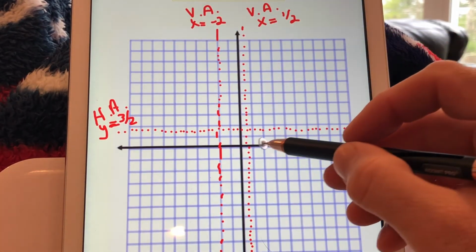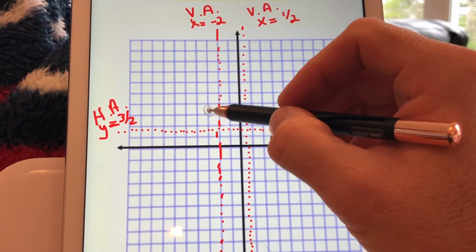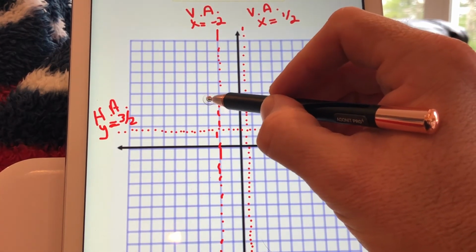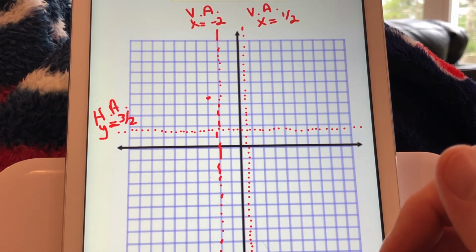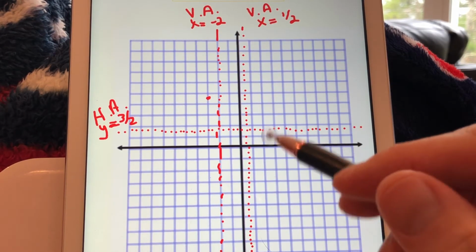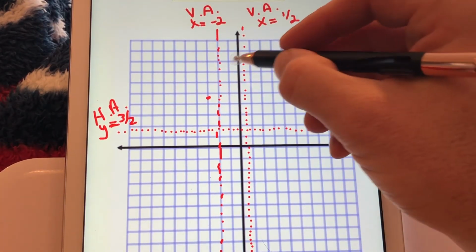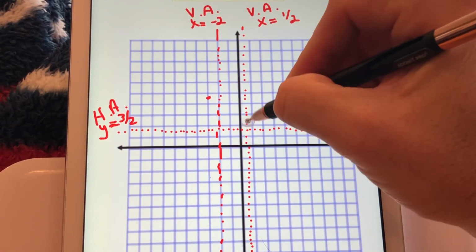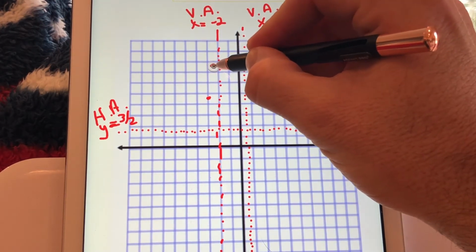We had -3, up about 4.5. So 1, 2, 3, 4.5. So we've got that point there. Okay. We also had a point like -2.5. So -2.5 up to almost 7.5. So 1, 2, 3, 4, 5, 6, 7.5. So we're right about there.